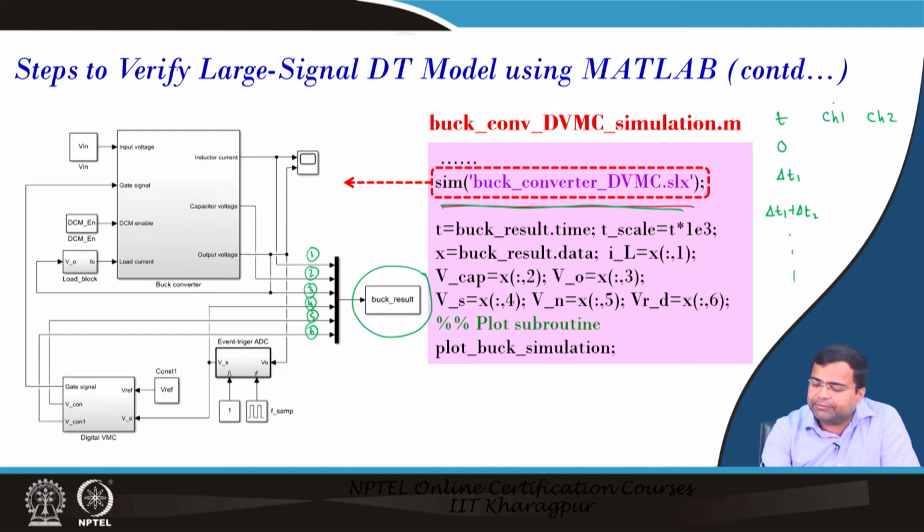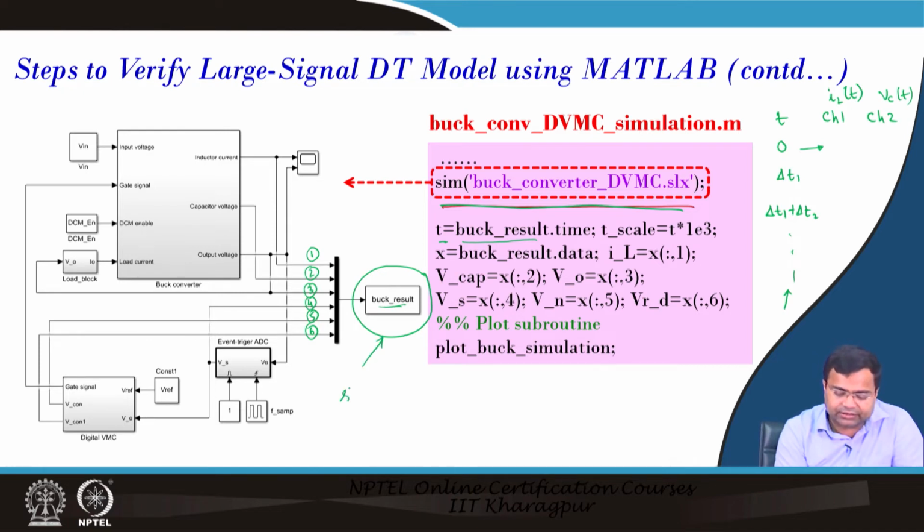Then channel 1, if you take this to be inductor current for example, it will show the values of the inductor current at that time instant. Similarly, if we take capacitor voltage here, it will be VC. So in this vector you will get first the time vector. That is why it is written T equal to Buck result, which is the file name, the name of the workspace where you are storing. It is a structure with time, so you will get a structure.